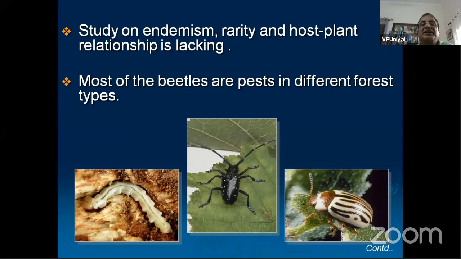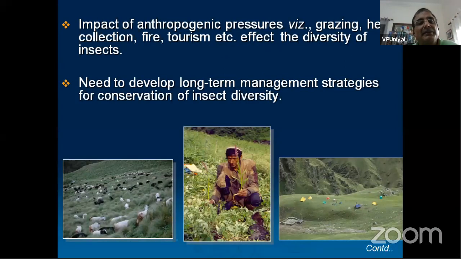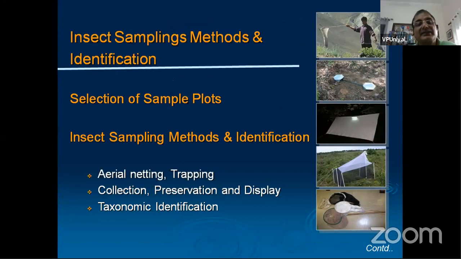So with the endemic rarity and host plant relationship lacking, most of the beetles are pests of different forest types. The impact of forest fire and tourism in the forest area means we need to develop long-term management strategies for this purpose. And if you want to do insect study, there is a simple mechanism also.